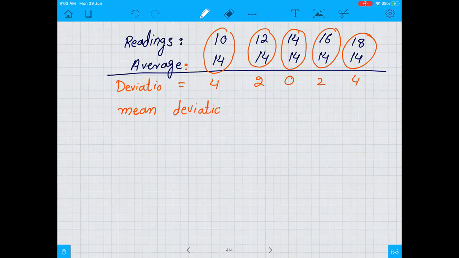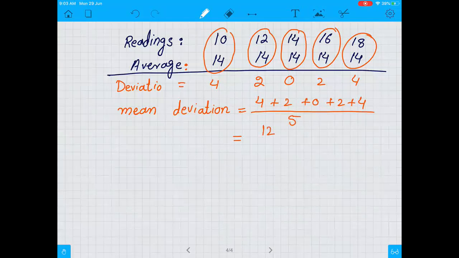This is the method to calculate random error in a reading. Now it is 4 plus 2 plus 0 plus 2 plus 4. There are 5 values in total. So the sum of values over the number of values will give us the mean, and this would be 12 over 5. 12 over 5 is 2.4. So the mean deviation is 2.4.